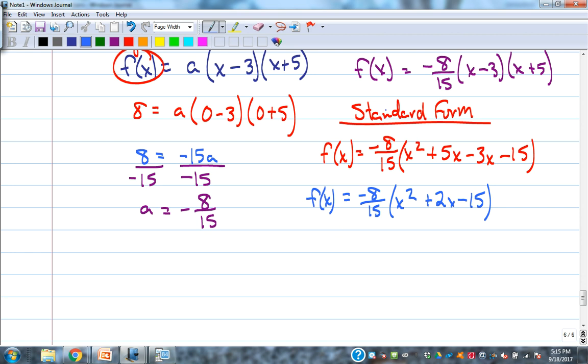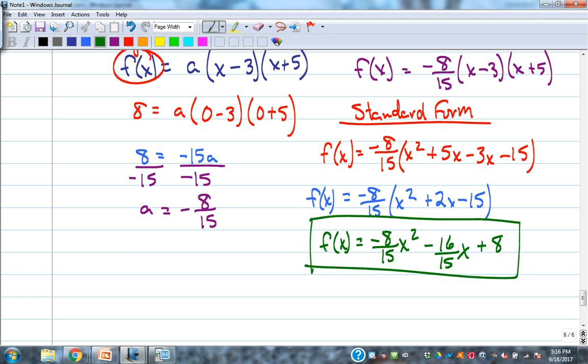And then what's left to do to get that in true standard form? Perfect. Distributive property, that's all it is. Distribute negative 8 over 15 to everybody. That's negative 8 over 15 x squared minus 16 over 15 x plus 8. And there is standard form.